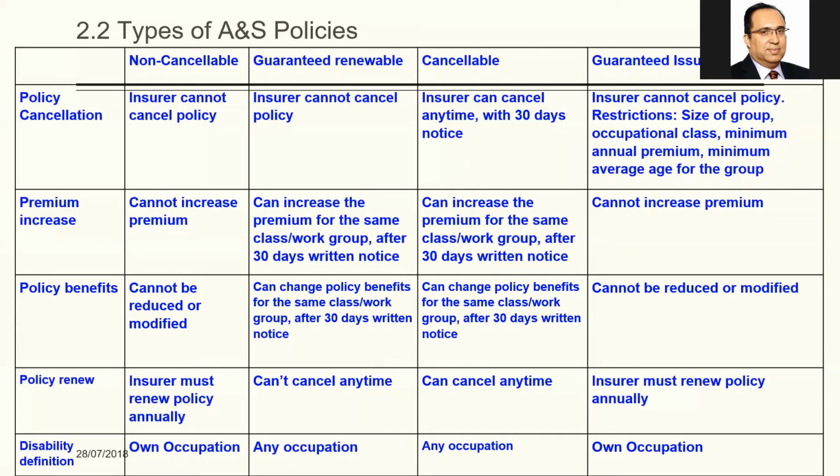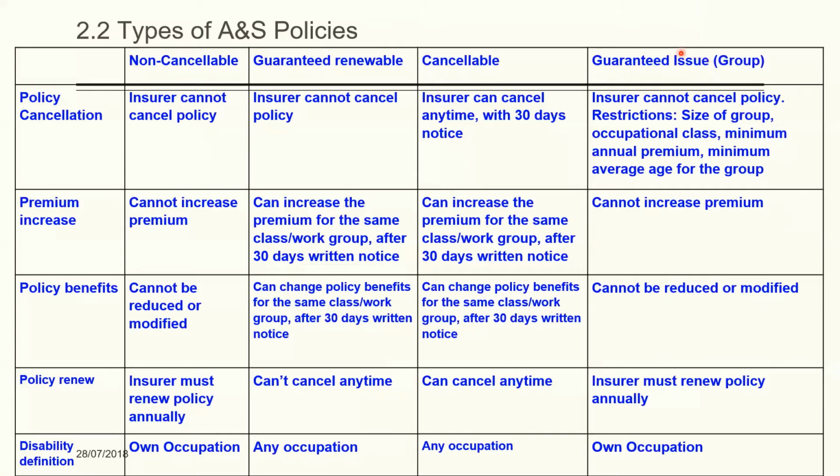So in the group one, the life insurance people cannot increase the premium. It cannot be reduced or modified. The insurer must renew the policy annually. And the disability definition is own occupation here also. So it is like a good policy, and they cannot increase the premium, and they must renew the policy annually. So this is called a guaranteed issue. Here, of course, they don't do any checking of the health or anything.